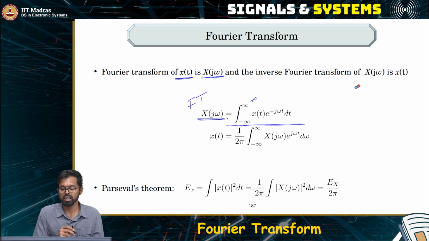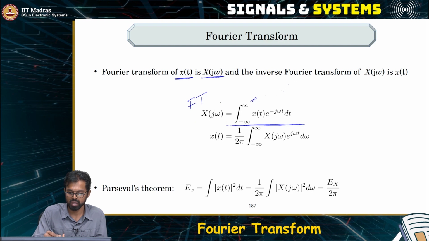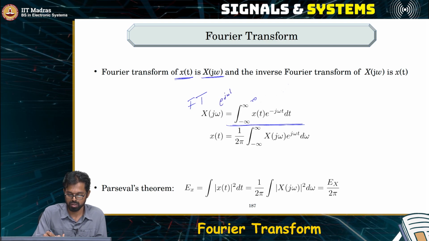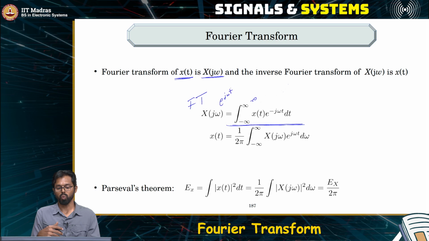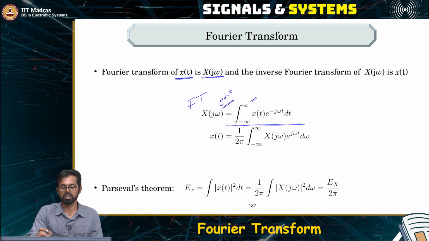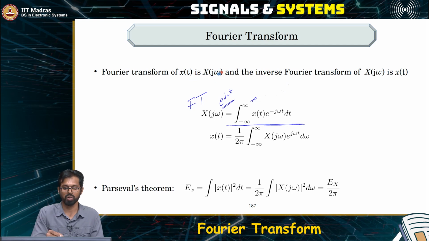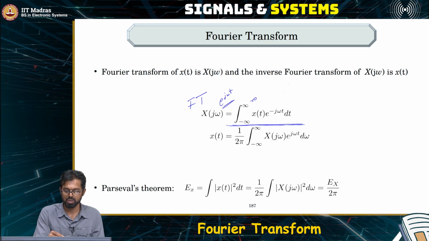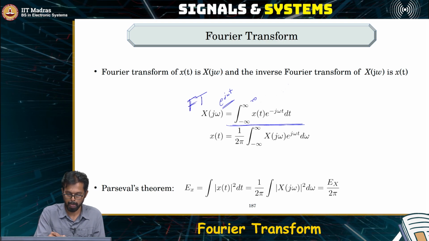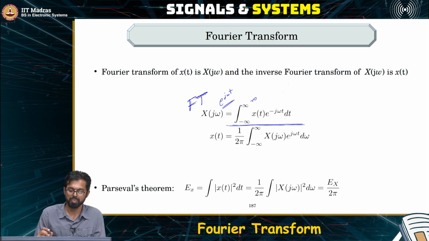So if you do that, then what you get is the component of x of t on the phasor e power j omega t. Basically, what is the amount of the frequency omega that is present inside x of t? That is what we will get, and that is what we will call as the Fourier transform. So, this is the Fourier transform, a very important tool for all electrical engineers.